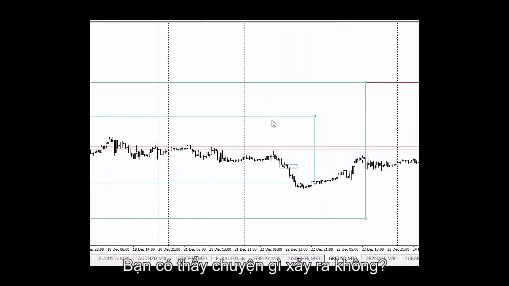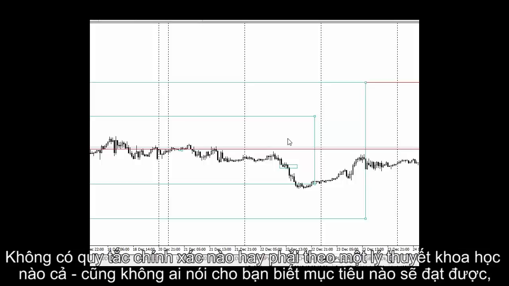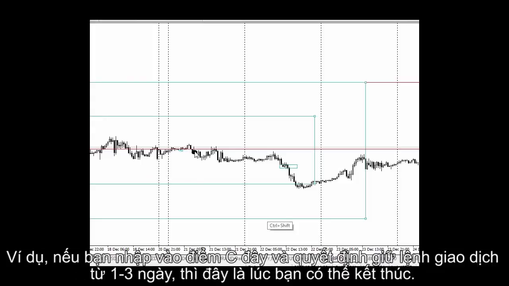So you see what happens. We have several targets and we can operate with smaller targets and larger targets. There is no rule, or it's not a science. Nobody will tell you where to take your profits, but if you are okay with having smaller profits, if you are okay with having, I don't know, 100 pips or 80 pips of the move for the profit, then possibly you should take your profit here. For example, if you have entered at the possible C point, you have placed your stop, and you are a swing trader operating on time frames from 1 to 3 days, so possibly this is your exiting point. You have to exit here.